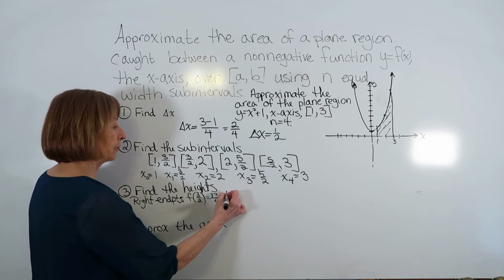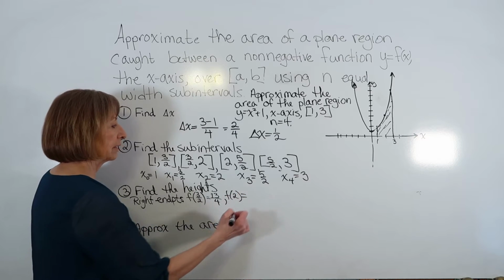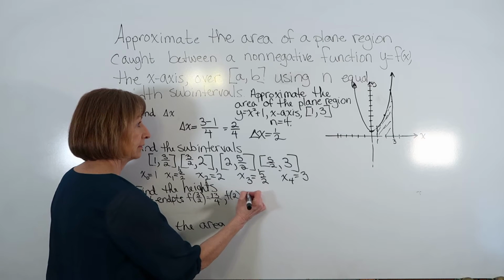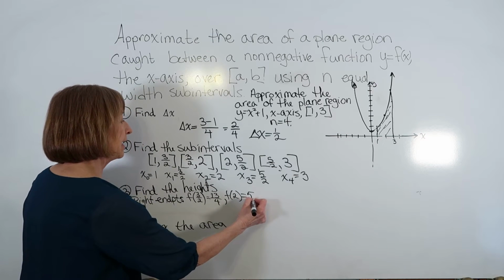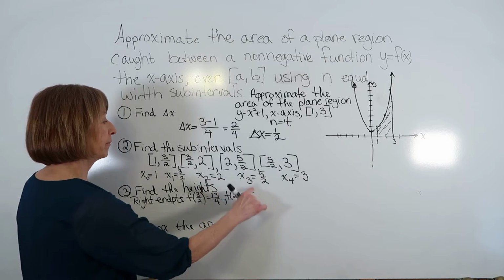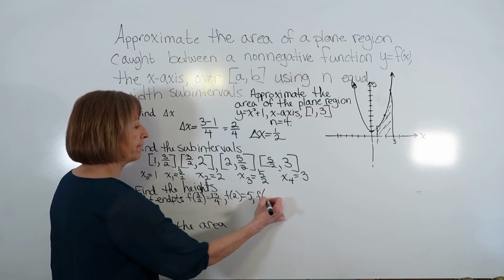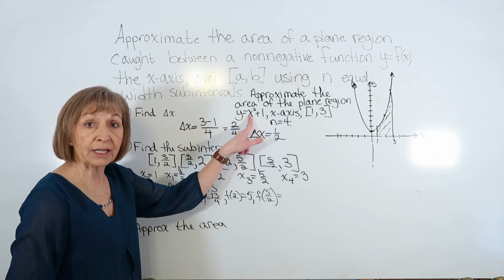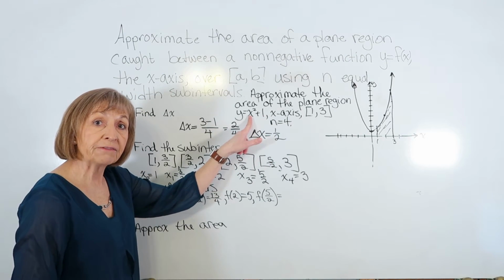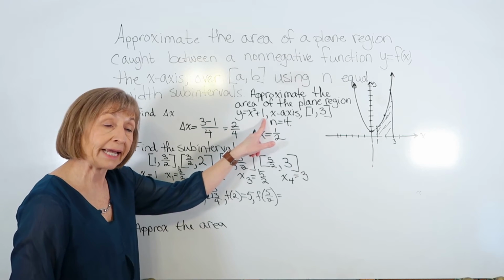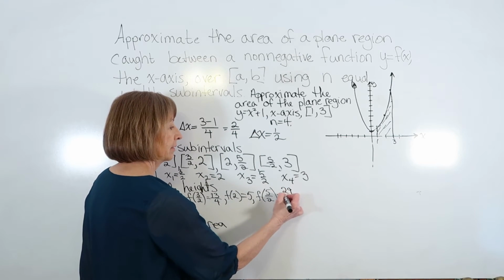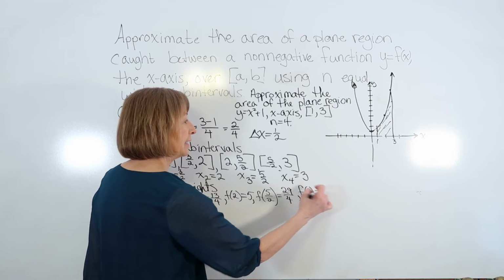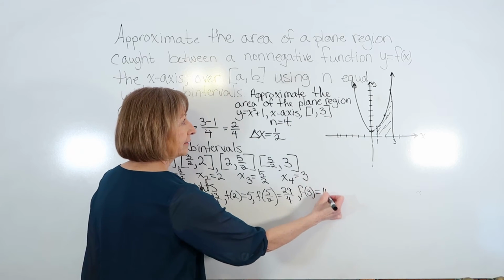Then f of 2. Well, 2 squared is 4 plus 1 is 5. And then f of my x sub 3 is f of 5/2. 5/2 squared is 25/4. 25/4 plus 1 is 29/4. And then f of 3: 3 squared is 9 plus 1 is 10.